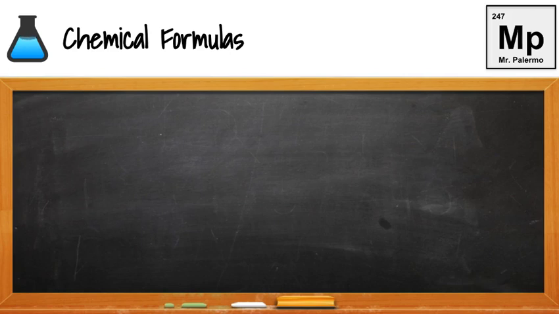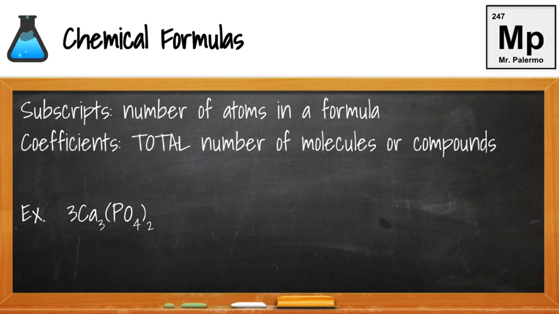And in order to understand these chemical recipes, we need to understand how to write and how to break down chemical formulas. And so we have a chemical formula like down here. We have these little numbers called the subscripts, and they represent the number of atoms that we have in that formula. And we have the big number out in front, the coefficients, which represent the total number of molecules or compounds that we have. So let's break it down.